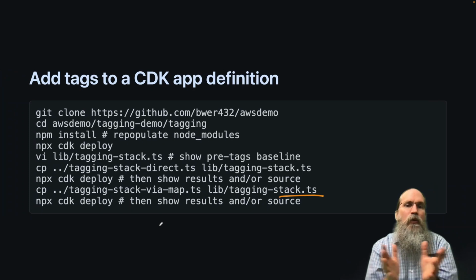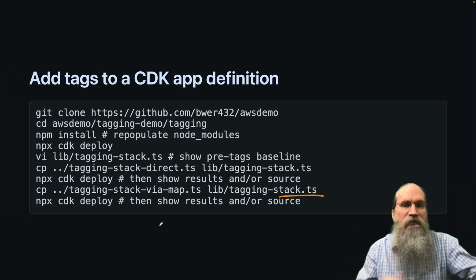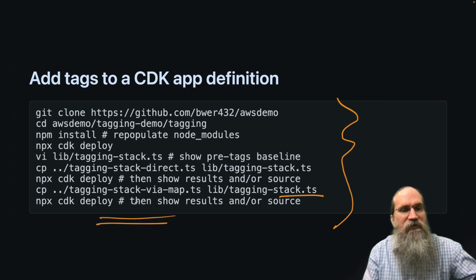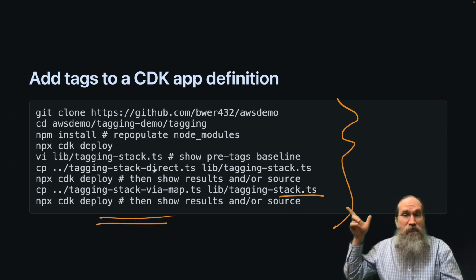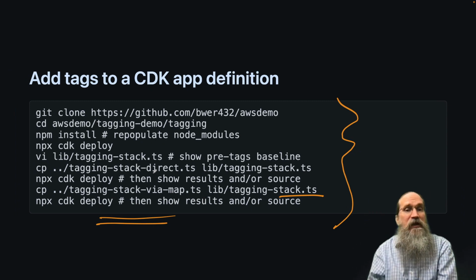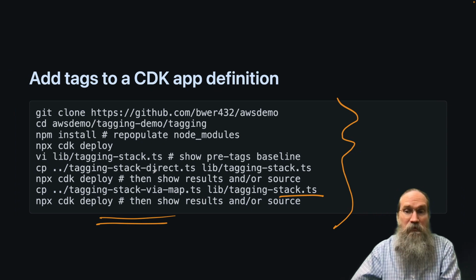So effectively, we can add tags to any resources we want within the AWS Cloud using the CDK. All you've got to do is make sure you put the definition of what the tags should be, what the value should be, within your CDK app. That's it. Happy tagging.